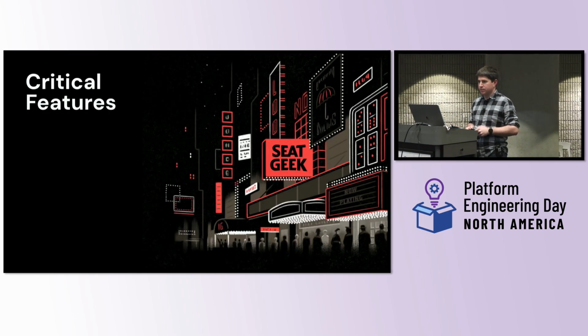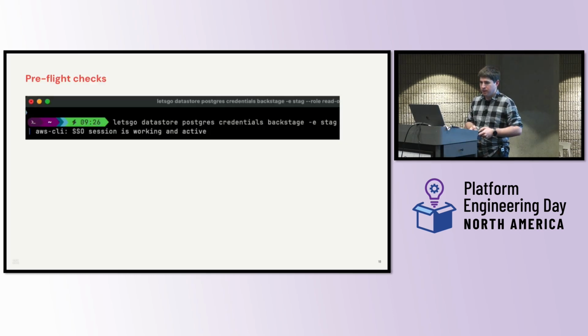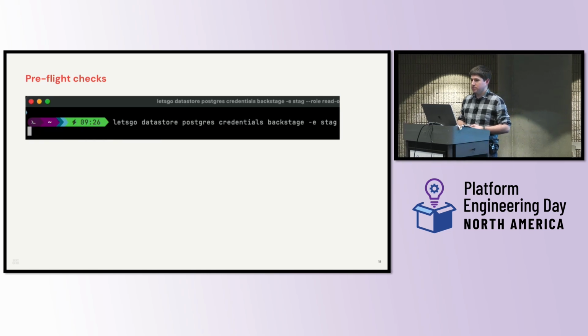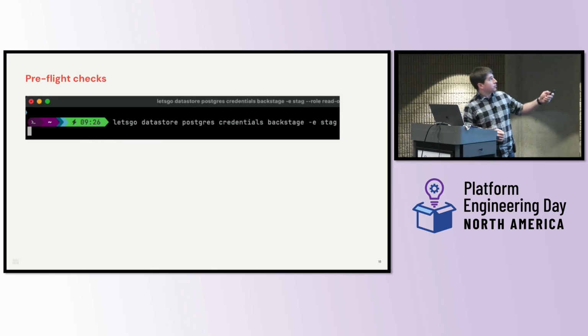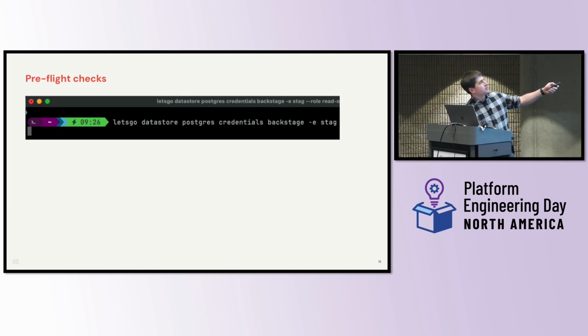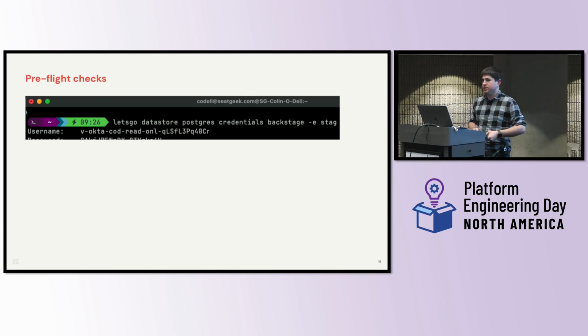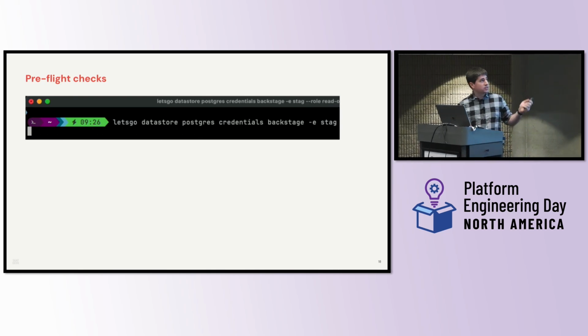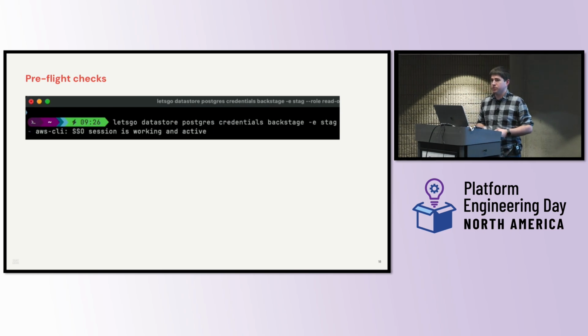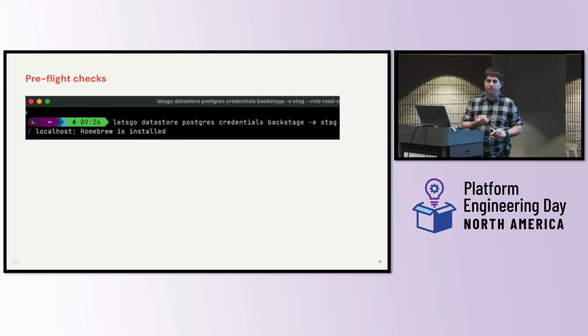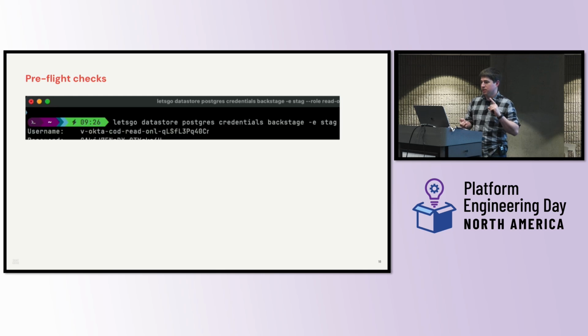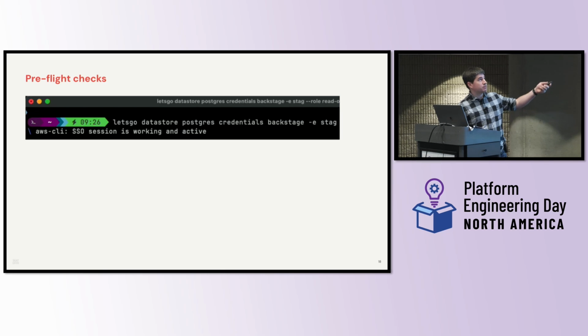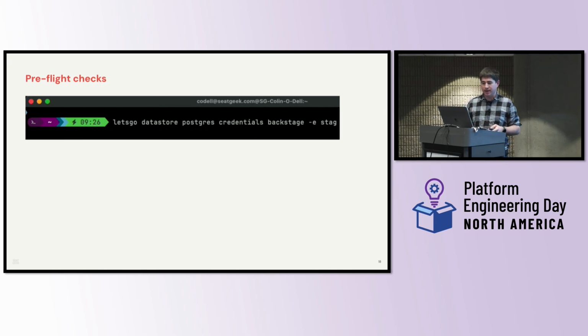Next, I want to talk about some of the critical features that really help to make Letsgo a success. The first one are preflight checks. So the eagle-eyed among you might have noticed these random things flying by as the command is running. In the background of this command, Letsgo is running, I think, about a dozen different preflight checks. Because this command is getting credentials out of Vault, it's doing things like making sure you're connected to the VPN, making sure it can connect to Vault, making sure you're authenticated with Vault. It's doing all of those things in the background, and then you just have to wait a second for all those things to run, and then it gives you the output.